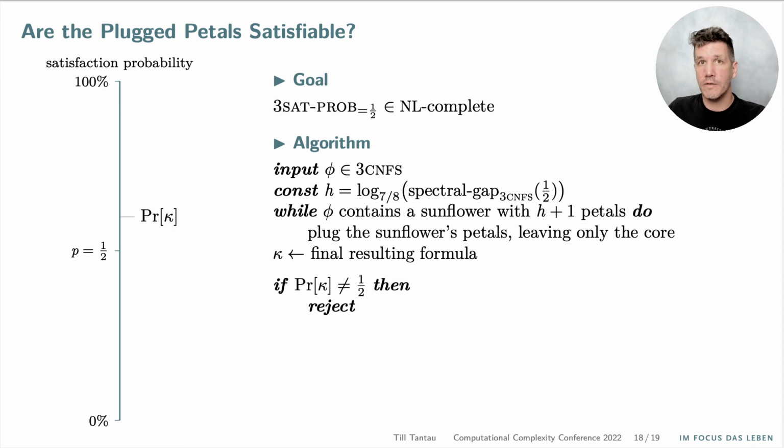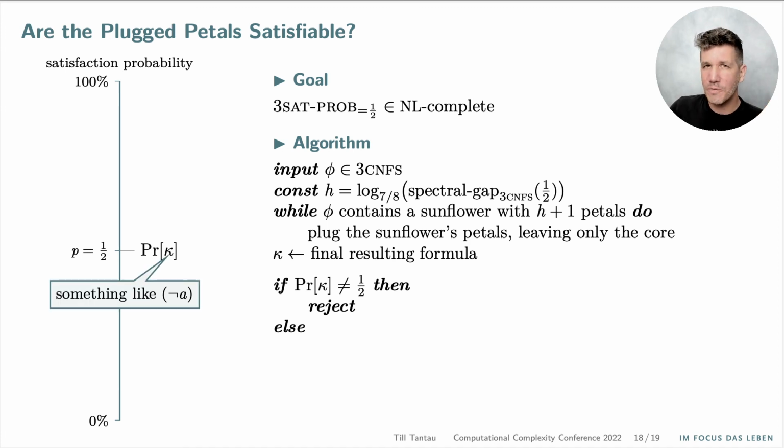And if the probability of kappa is above P, we know it's not equal to P. If it's below P, we actually also know that the original one must have been below because of the spectral gaps. But what about if it is really equal to P, to 1/2? Then we don't really know what to do. Observe, to be equal to 1/2, this kappa must look essentially like a unit clause. It can be more complex, but that's basically it.